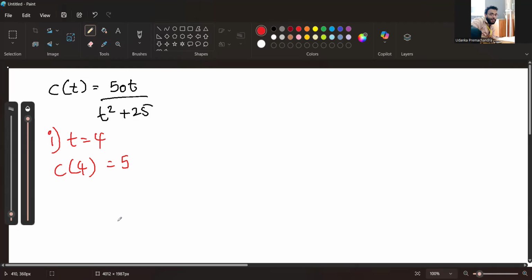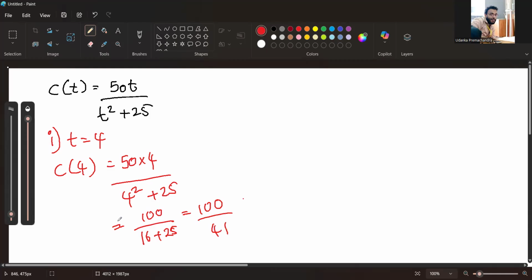C(4) equals 50 times 4 over 4 squared plus 25. So 200 over 16 plus 25, which is 200 over 41. It is nearly 4.878 milligrams. It should be like that.